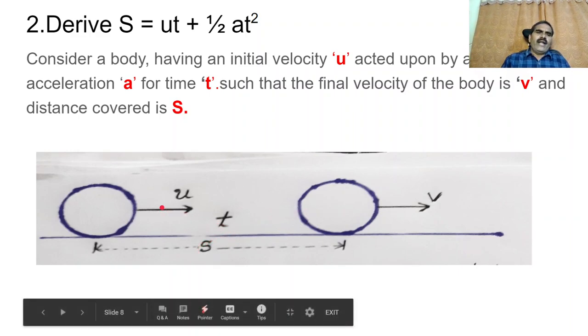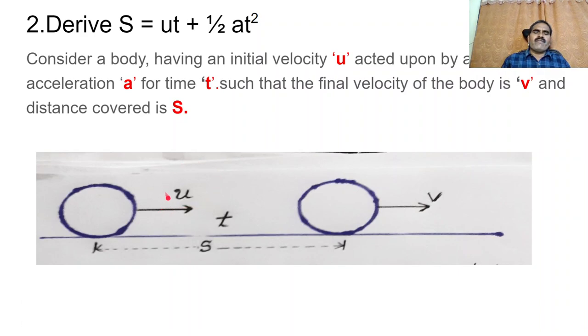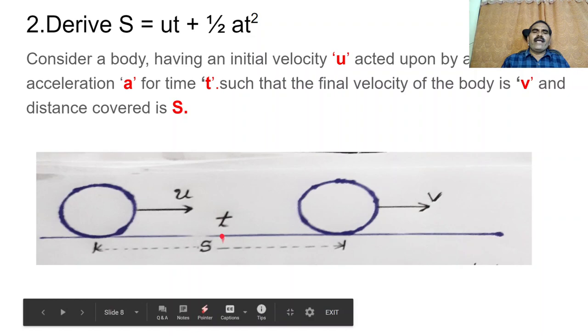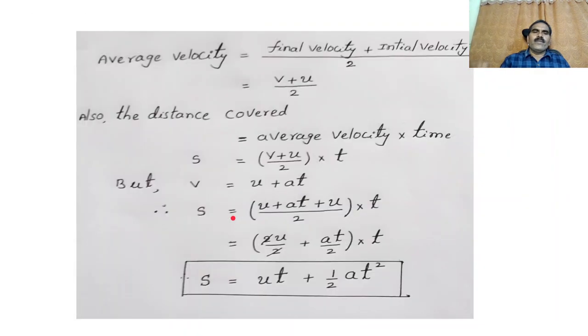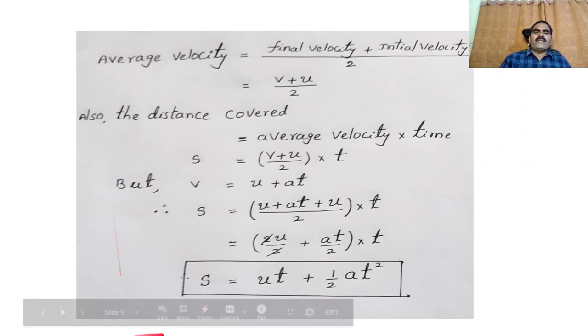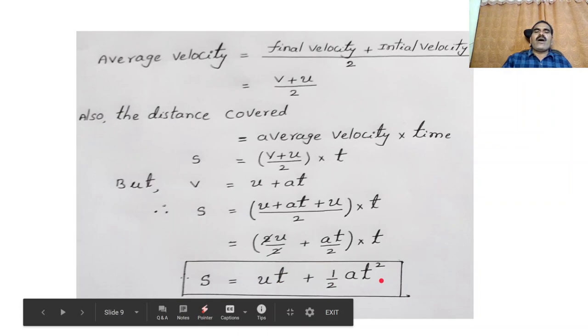In other words, let u be the initial velocity of the body. It is acted on by a uniform acceleration. Let v be the final velocity after t seconds, and also let s be the distance traveled by this moving body in t seconds. Now, what is our aim? Our aim is to find s is equal to ut plus half at square.